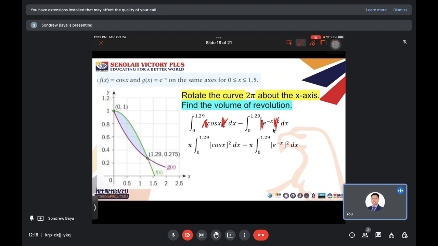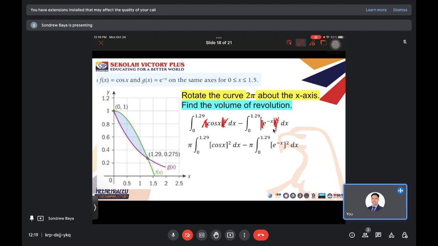Now, if you wanted to find the volume instead, we can use this as our function and put it into the formula for the volume. So we now have the integral of the function squared from 0 to 1.29 times pi minus the integral of the next function, the lower curve, squared dx from 0 to 1.29 times pi. So basically, it will just be the same. How you found the area would be the same as how you would find the volume.